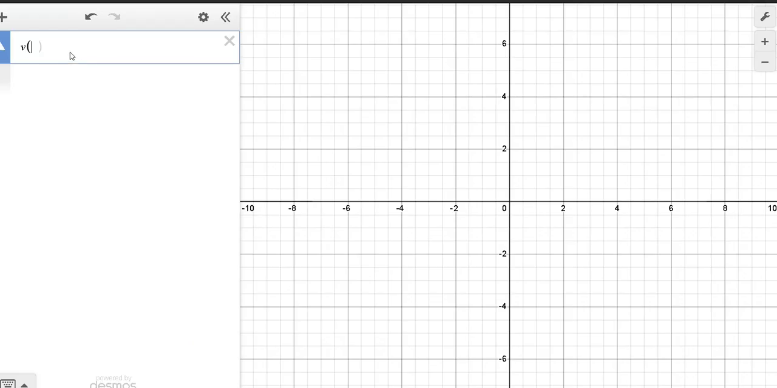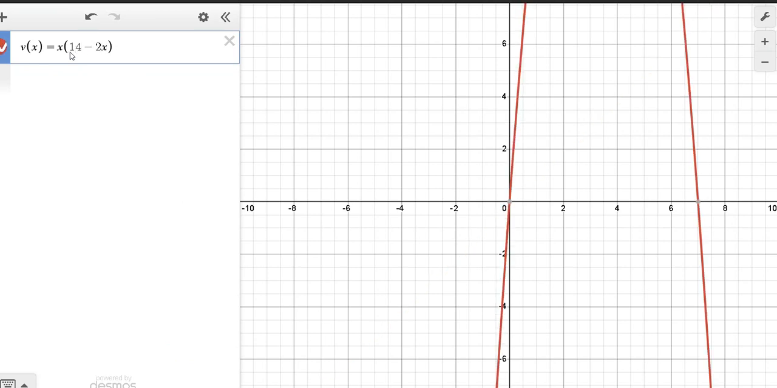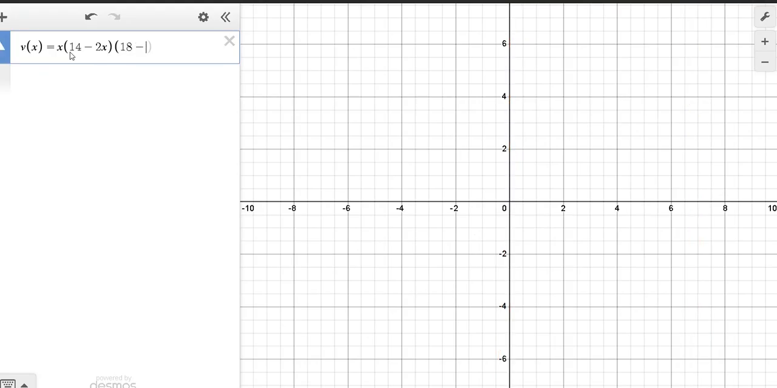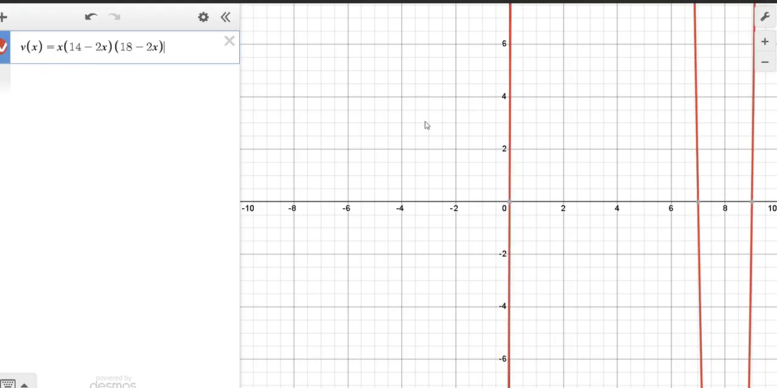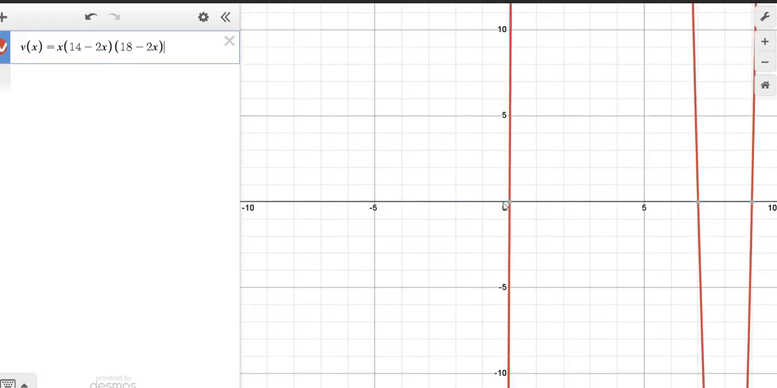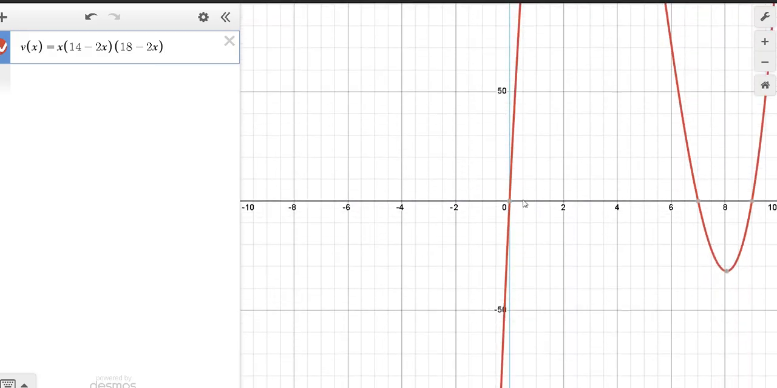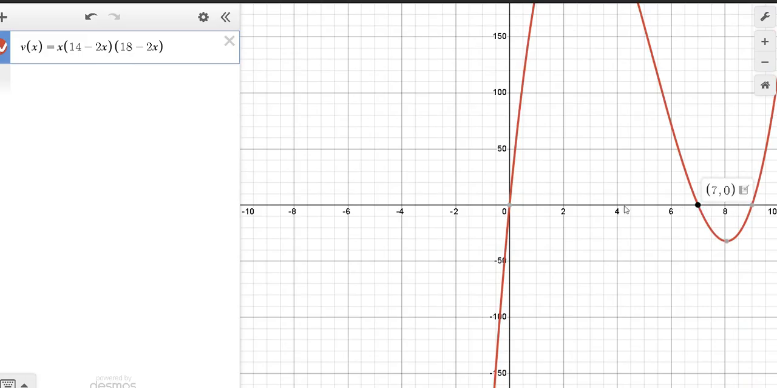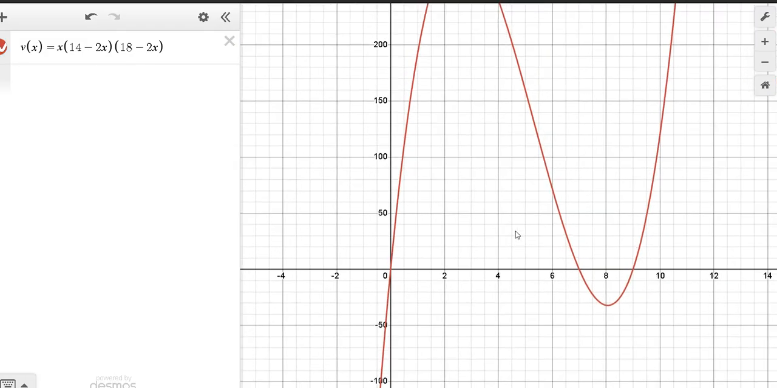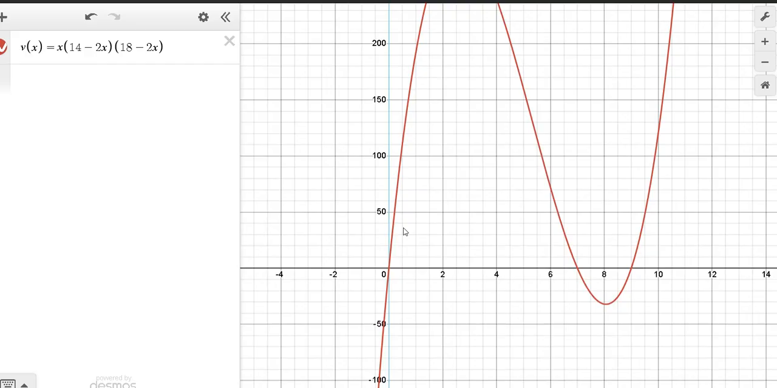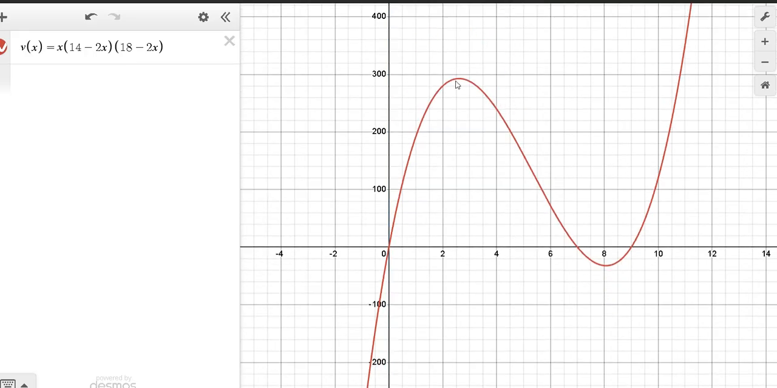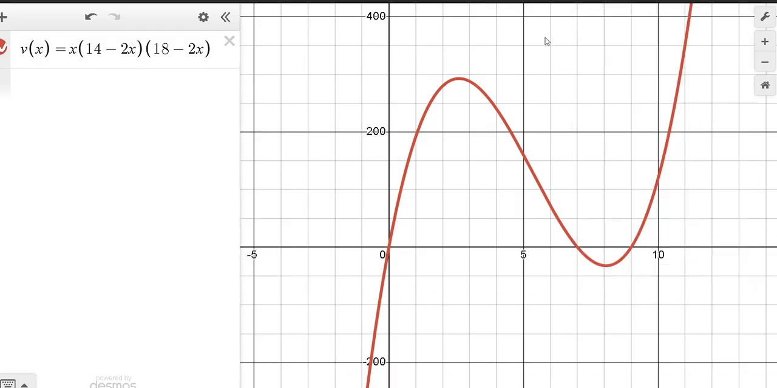So I'll call it V of x equals x times 14 minus 2x times 18 minus 2x. This is going to be some polynomial graph. I really only care to see it between 0 and 7. You can see that this polynomial touches the x-axis at those 2 points. So somewhere in here is the maximum value for this function.